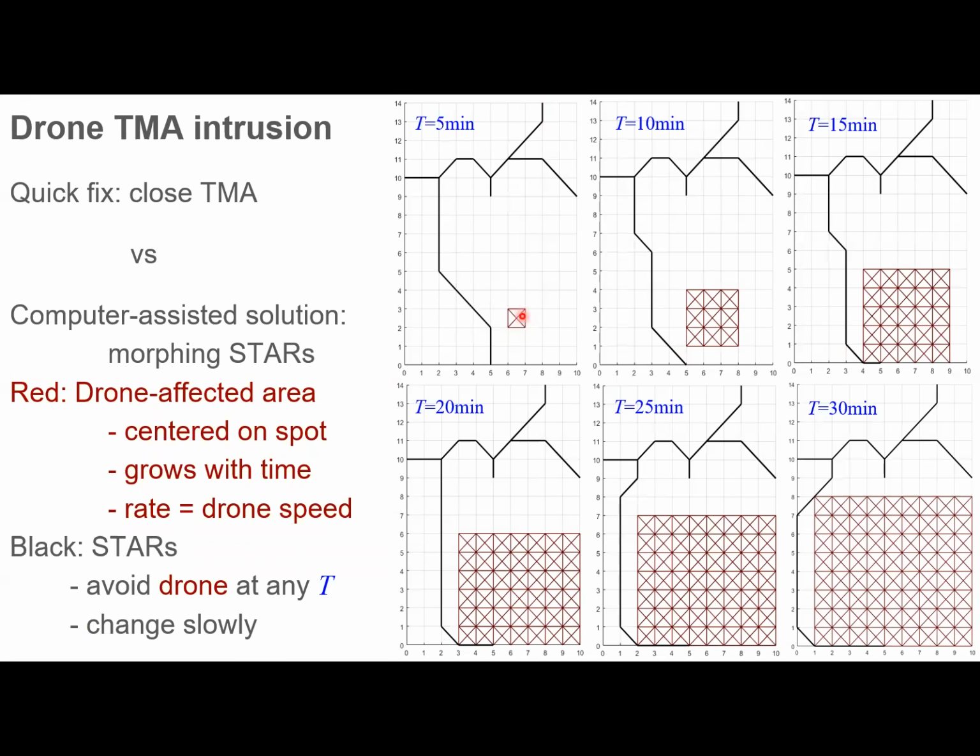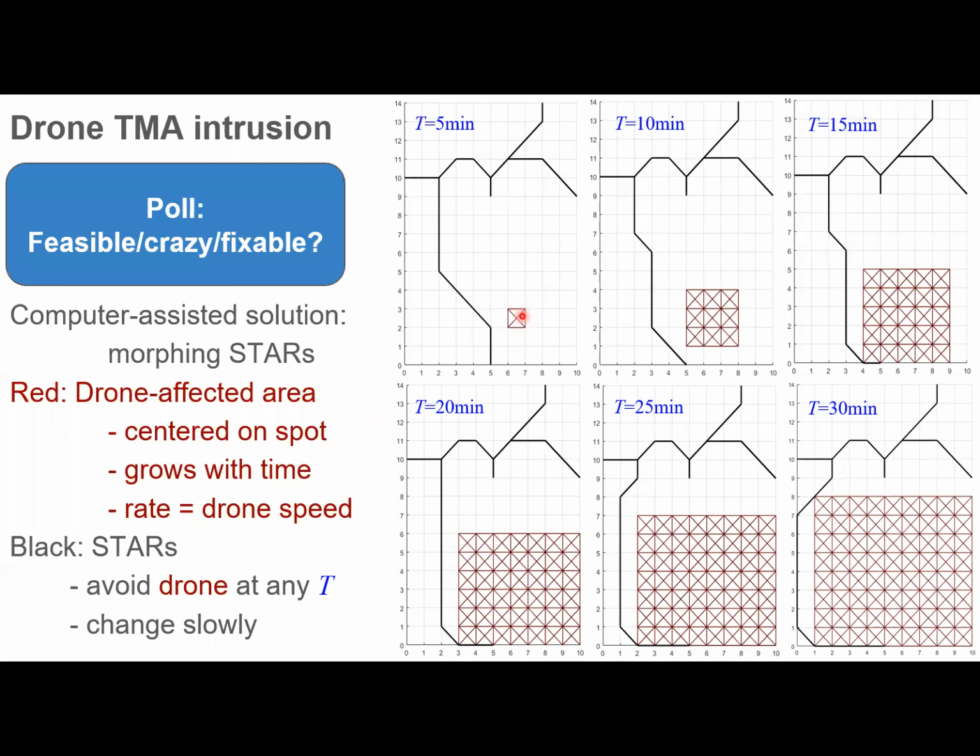And in fact, my first poll question is exactly this. Do you think something like this, these morphing STARs, or whatever you want to call them, could be a solution for mitigating the drone intrusion in TMA?